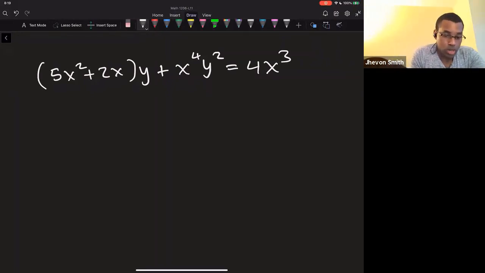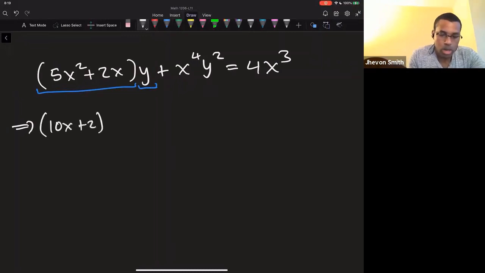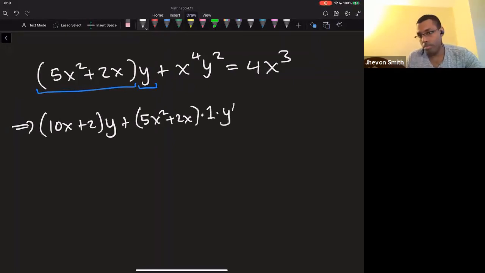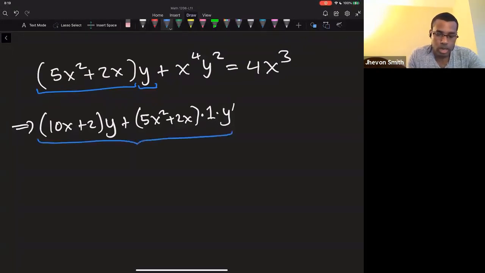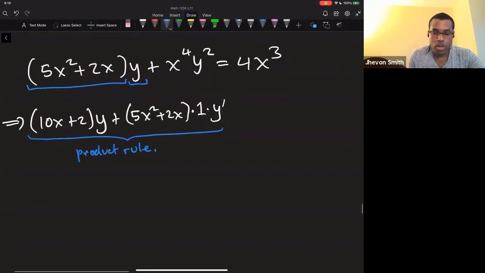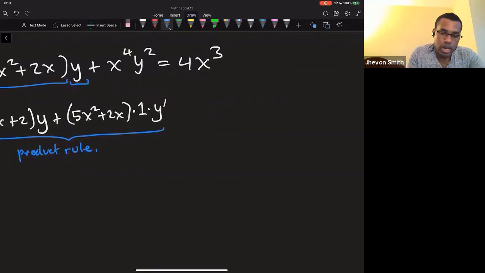So we're just going to go through and we're going to do that. In the first case here, we have this times that, product rule. We're going to differentiate the first function, leave the second, plus leave the first function, differentiate the second, which is 1, but then I multiply by a y prime because chain rule, and that's how implicit differentiation works. So here, that's product rule.